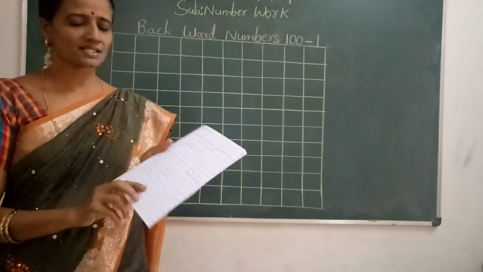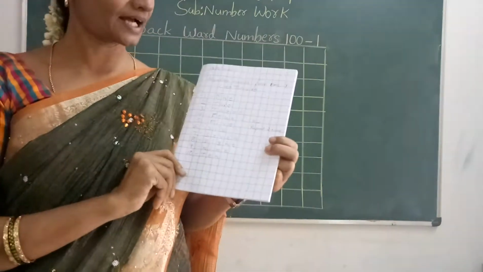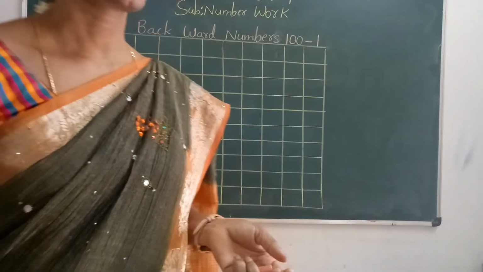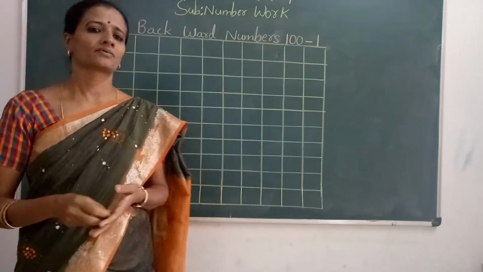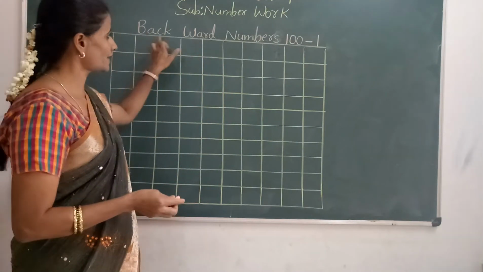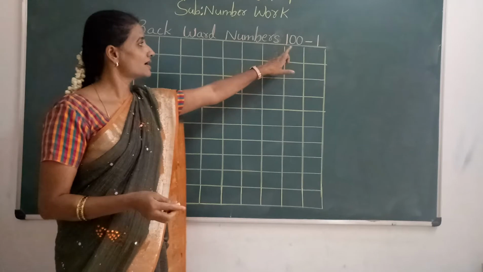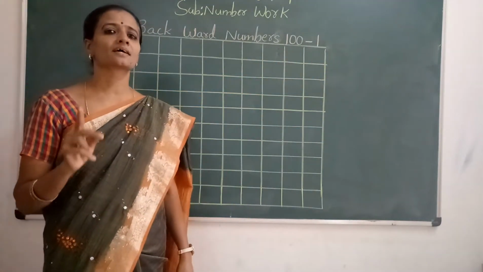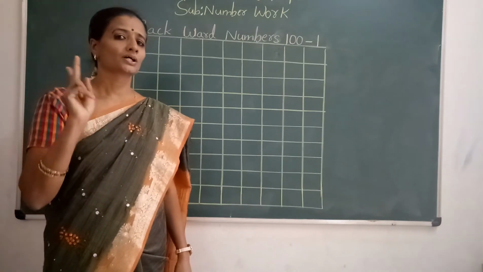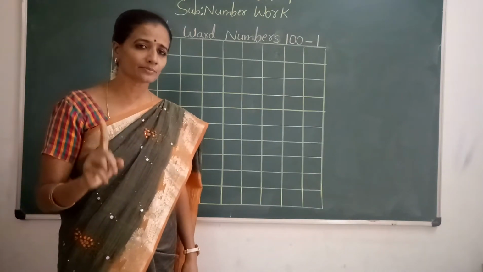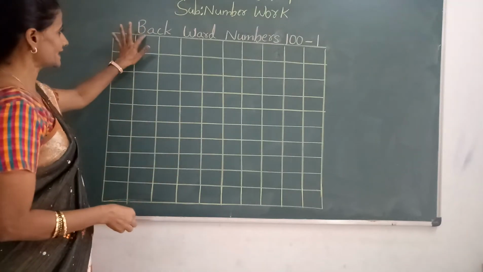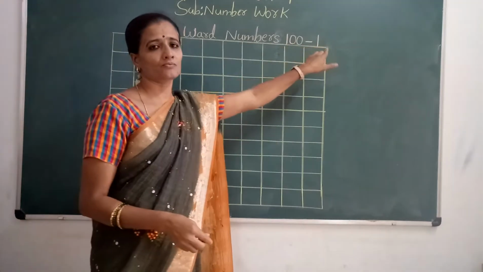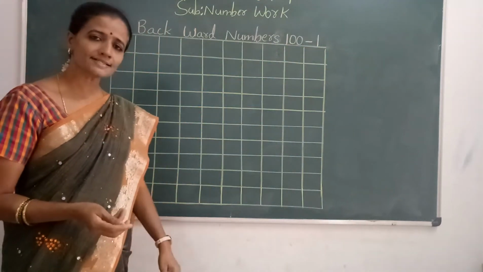Okay children, see, I have done 1 to 10 number names in the last class. So in this class we learn about backward numbers 100 to 1. Take out your 200 pages square line book. Write the heading: backward numbers 100 to 1. Okay, so we can start, children.